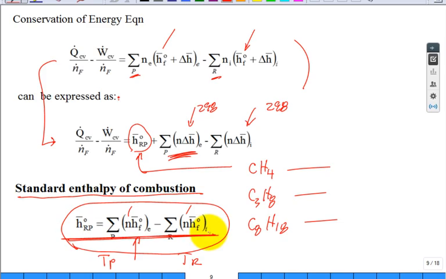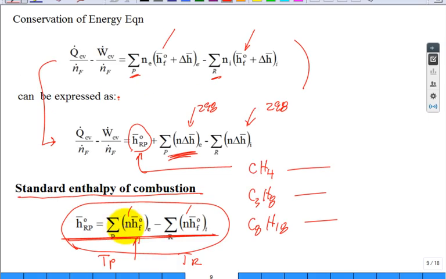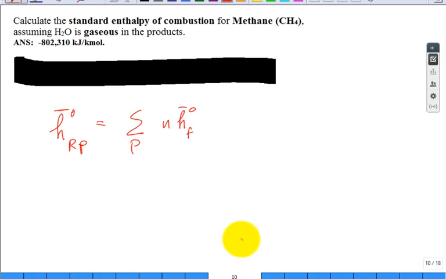So we come over and we say we need to take the sum of the stoichiometric coefficients times the enthalpy of formation for each of those products, the sum over all the products, and then subtract the sum of the stoichiometric coefficient times the enthalpy of formation for all of the reactants in our equation.